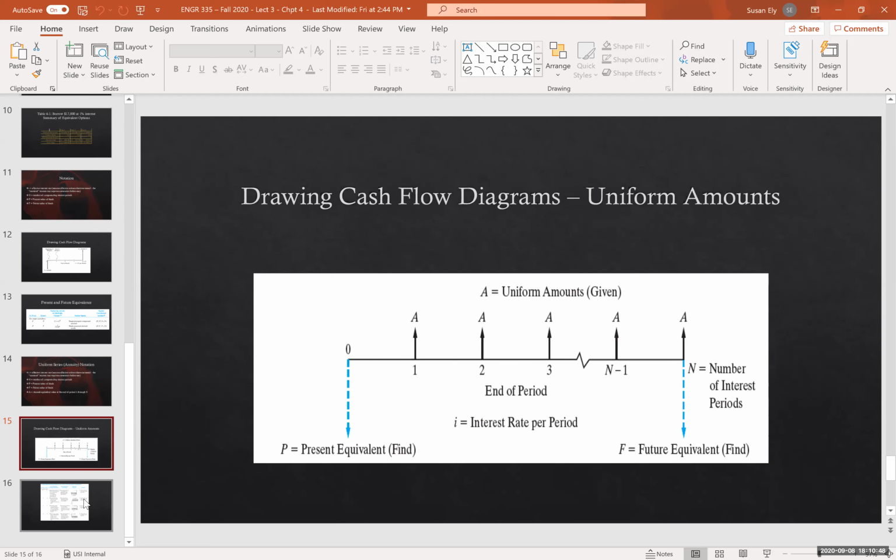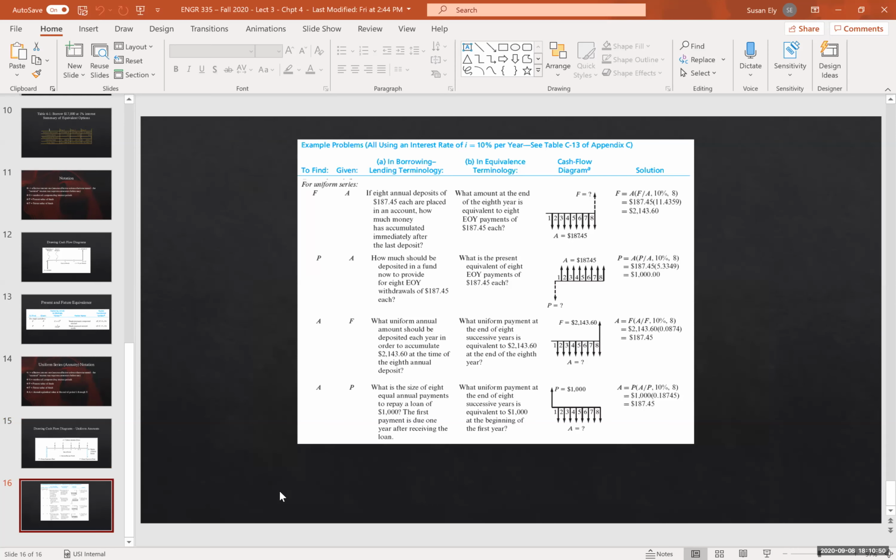Now, the last slide here, I actually have as a handout for you that I'll give to you next week in class or the next time I see you. And you'll see that once again, we have some examples of what it looks like to find a future value given an annuity, find a present value given an annuity, find the annuity given a future value, and find the annuity given a present value, and what each of those equivalent solutions are, and examples of the cash flow diagram, which I think are really helpful.